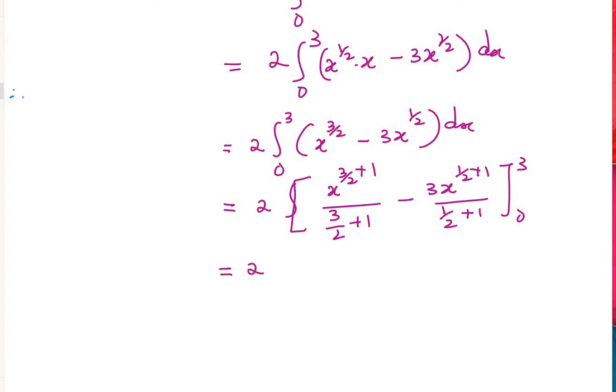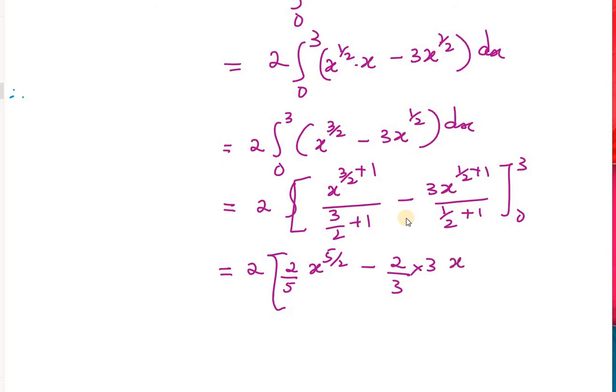And this is 2 times x to the power 3/2 plus 1. Taking the LCM, it will be x to the power 5/2. Now in the denominator also, you take the LCM, then it will be (3 plus 2)/2, which means 5/2. So 2 will come to the numerator. So you'll have here 2/5 minus. Now here also, if you take the LCM, then you'll get 3/2. Now 2 will come to the numerator, then you'll get 2/3, then into 3 again here.